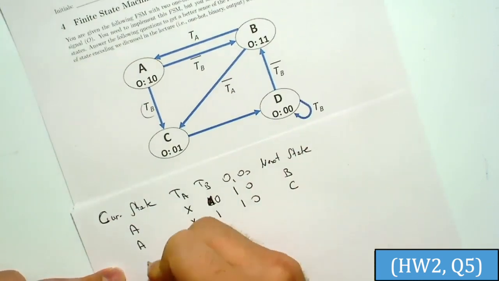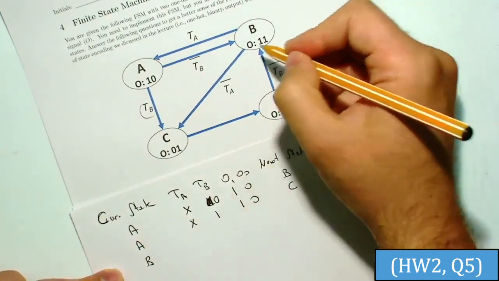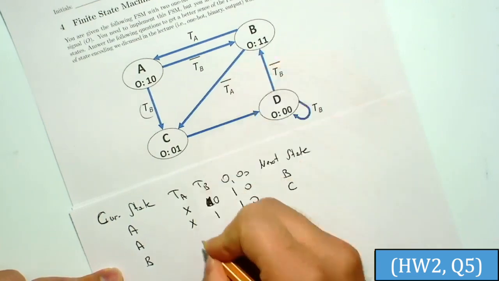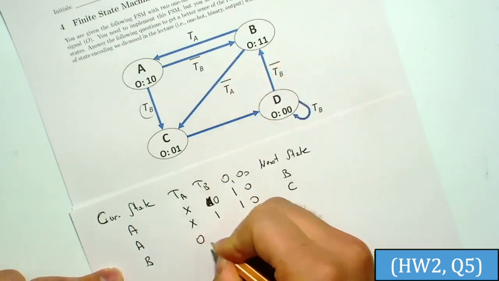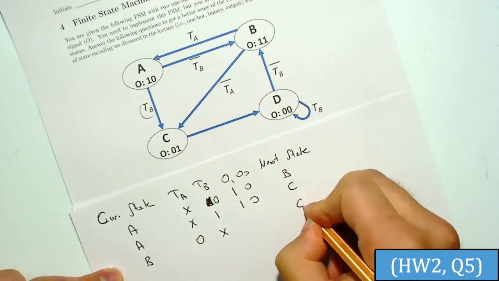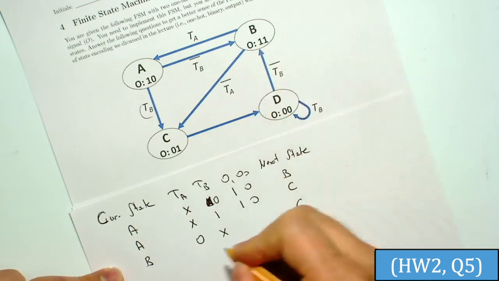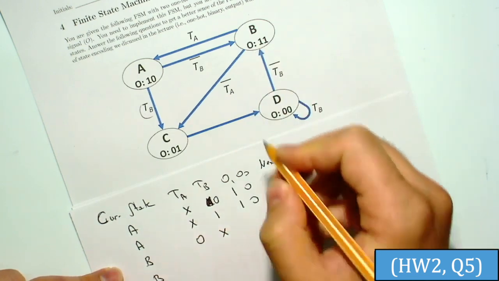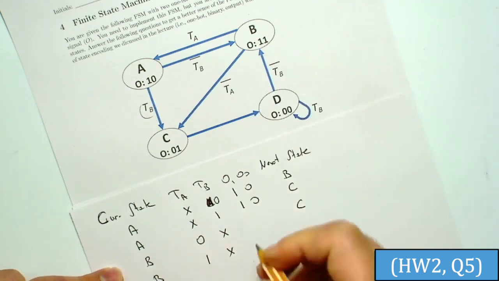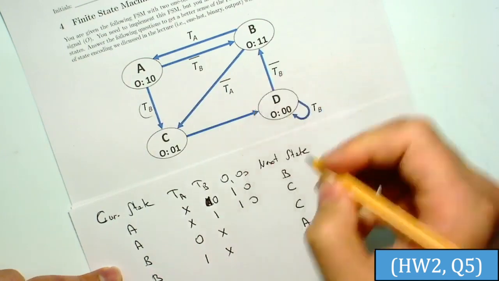For state B, if I have 0 for TA, then I'll visit C. This means 0 and don't care for TB. Again for B, if I have TA 1, don't care for TB, then I'll visit A. And the output will be 1, 1.